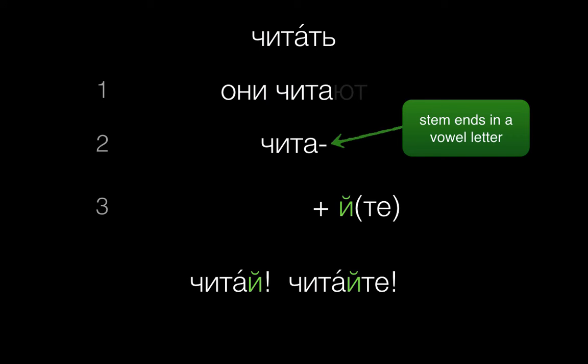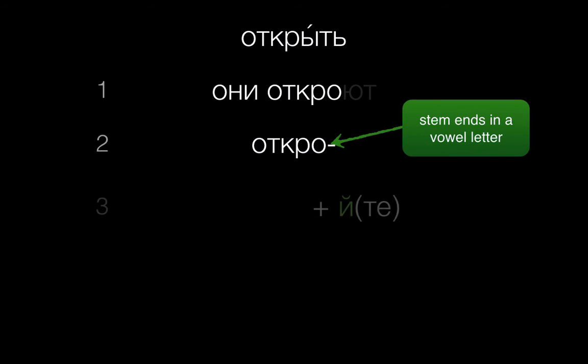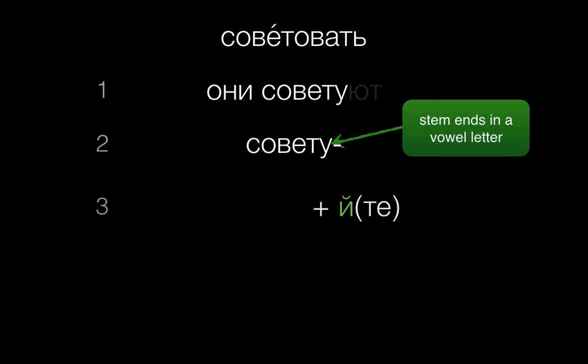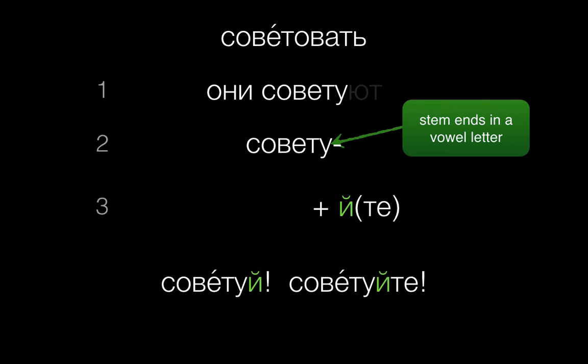Now let's look at two more examples that will show us why it's so important to use the они form as your starting point. From открыть, we have они откроют. We'll drop the ют ending. We see that it ends in a vowel, so we add И краткая to get открой, откройте. And from советовать, you'll see the same pattern. Они советуют. Remember that ова becomes у in the present or perfective future. So dropping the ending ют gives us совету, which ends in a vowel, so we can add И краткая and get советуй, советуйте.